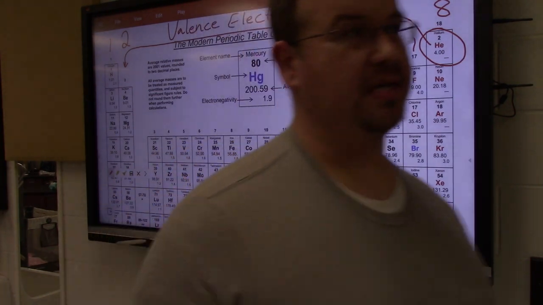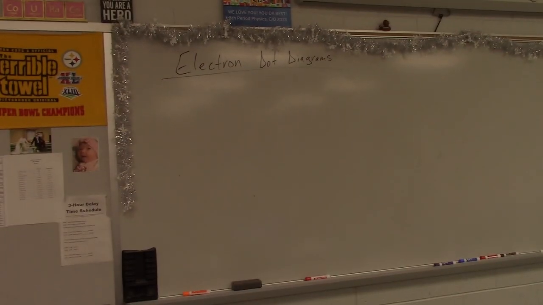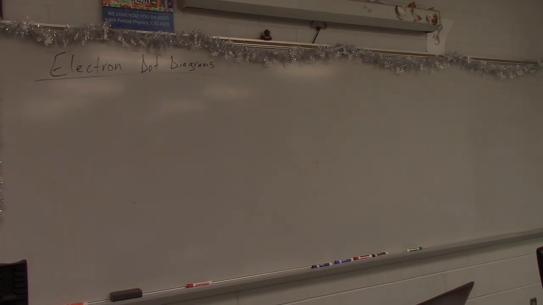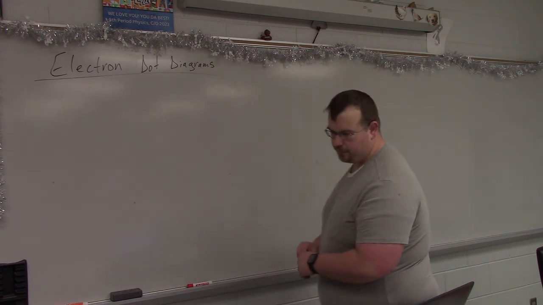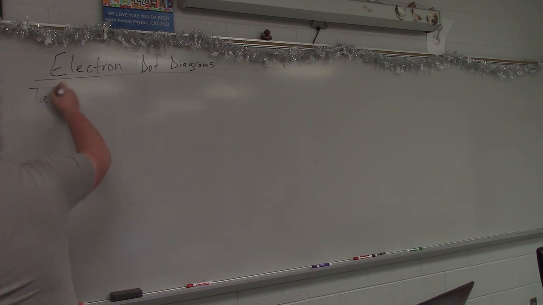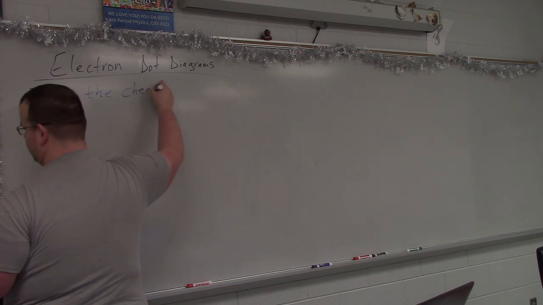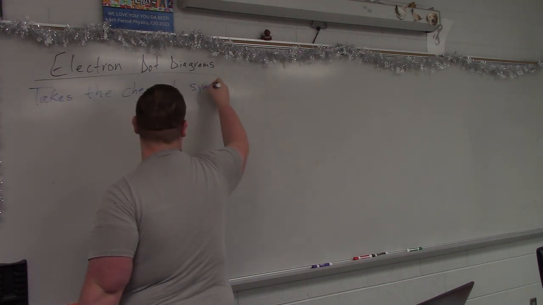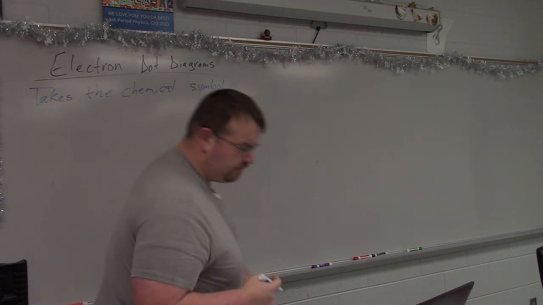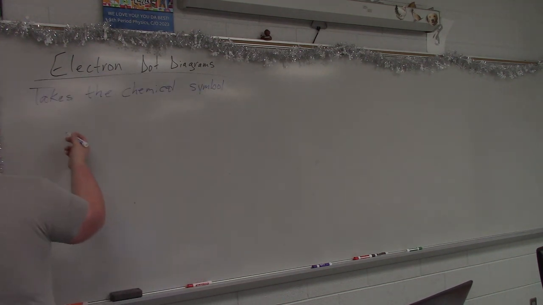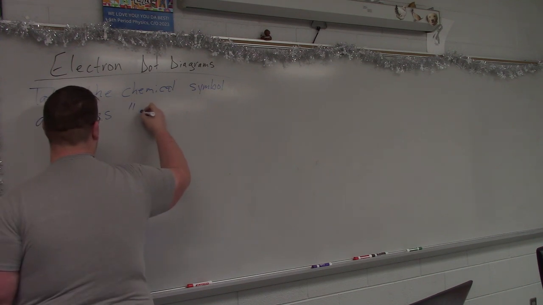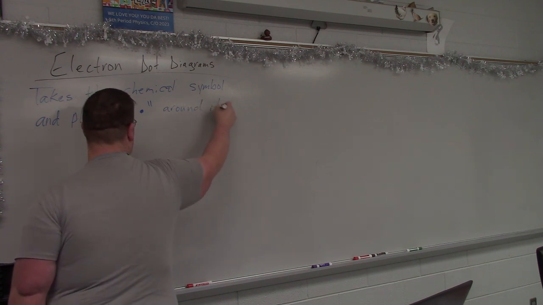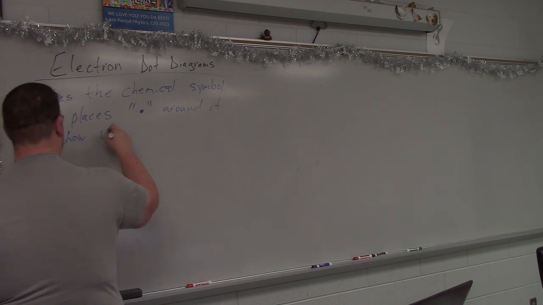Mr. Hall, why in the world did you give us this information? You need it to do electron dot diagrams. I will openly tell you, this is the easy part associated with molecules, compounds, and electrons. So first you need to know what electron dot diagrams are. It takes the chemical symbol and places dots around it to show valence electrons.